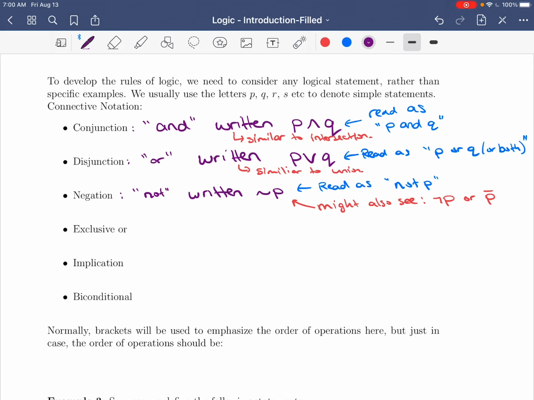Okay, now exclusive or is like the or, but and not both. So it doesn't allow for both things to happen. Okay, and it's written P with a plus sign with a circle around it, Q. So you would read this as P or Q, but not both.